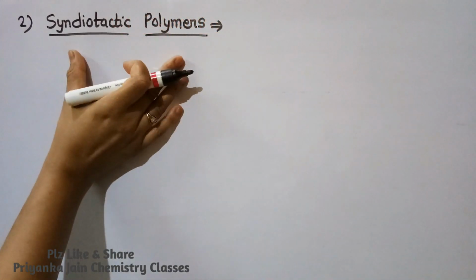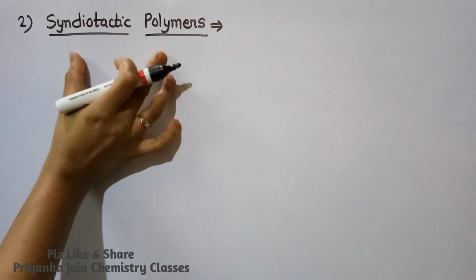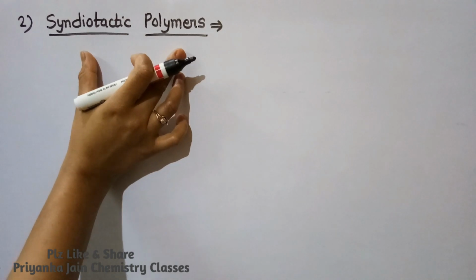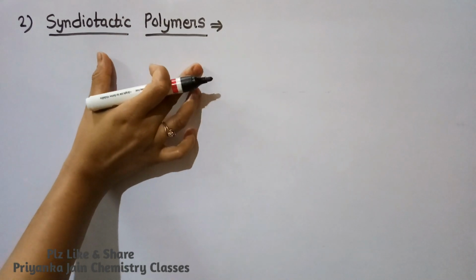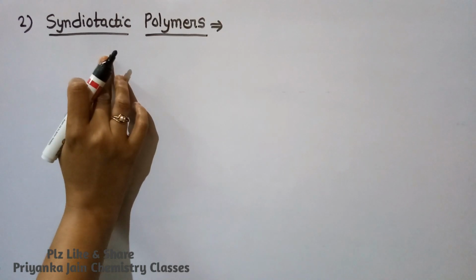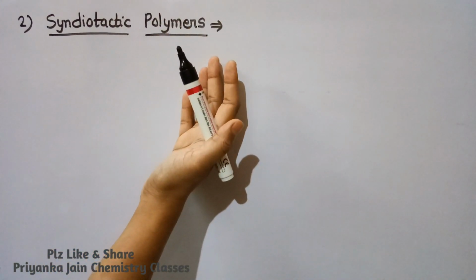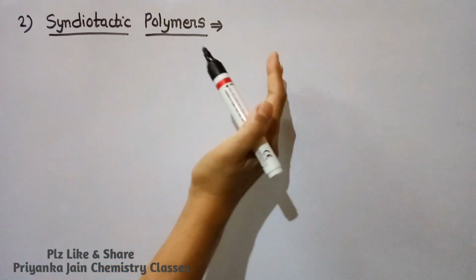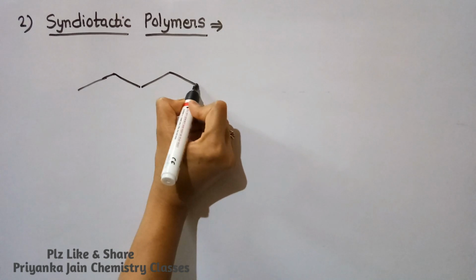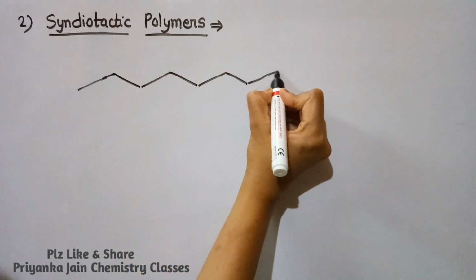Now see, another type of polymers are syndiotactic polymers. It means such type of polymers where there is a regular alternation of the D and the L configuration. It means at one carbon atom if there is a D configuration, then at another carbon atom there will be L configuration, then D, then L in this manner. Suppose we have a chain in this manner.